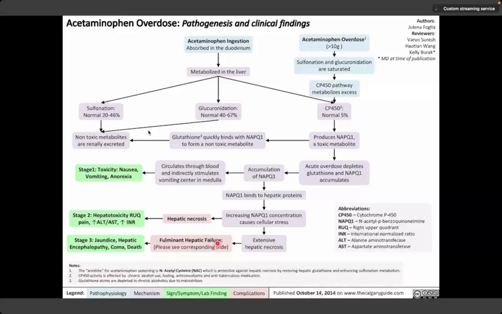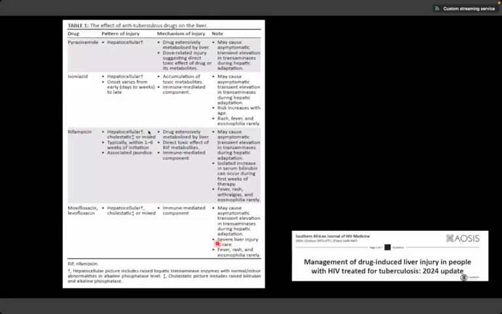Okay, paracetamol. And we cannot talk about liver injury without mentioning TB drugs. Now, TB drug-induced liver injury is its own big lecture, and I'll leave that to Brother Mawela. But I just want to highlight some of the common stuff that we see. This is taken from a beautiful article from the Southern African HIV Clinicians Society, 2024 update. So everybody knows RIPE, right? Rifampicin, isoniazid, pyrazinamide, ethambutol.